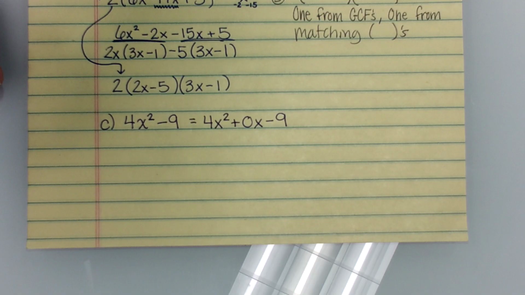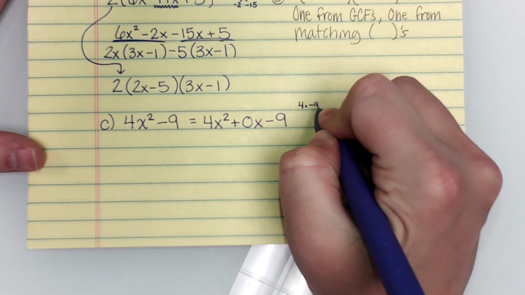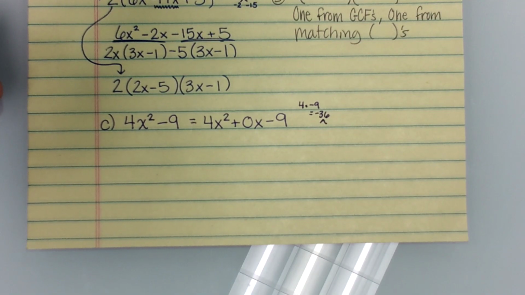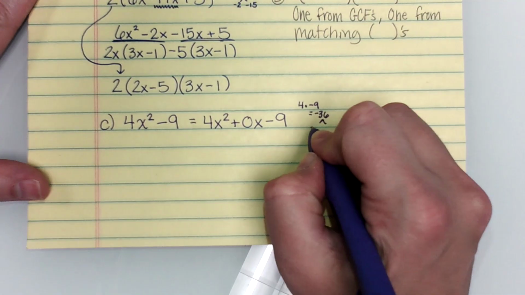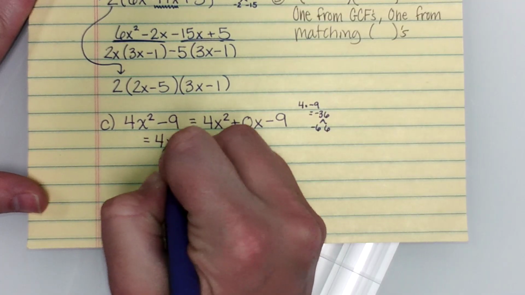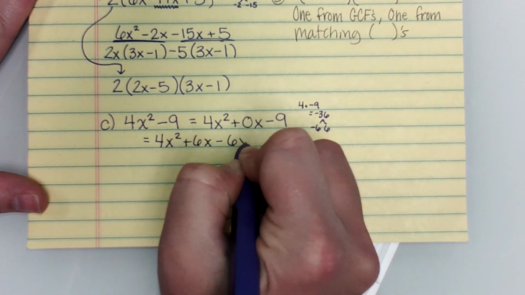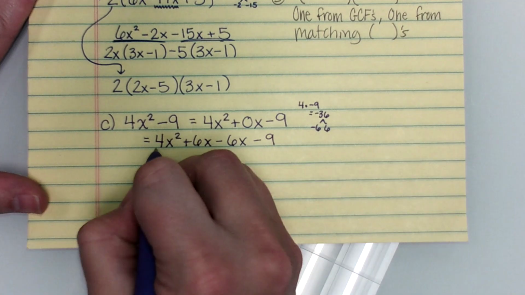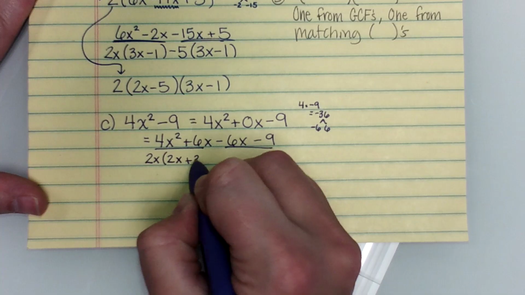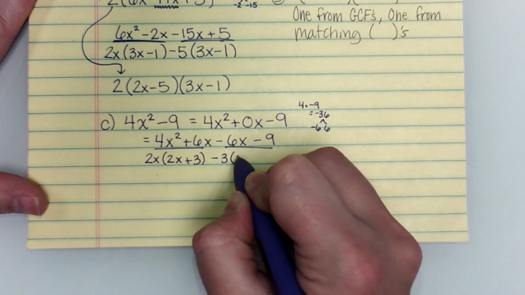Can I do that? Can I then do the AC method? A times c is 4 times negative 9, which is negative 36. And now I'm looking for 2 things that multiply to negative 36 but add to 0. Negative 6, positive 6. The only way that you get things that add to 0 is a positive and negative of the same thing. 4x squared plus 6x minus 6x minus 9. And then I've got my 2 halves. Now I'm just going to quickly go through this because this part, nothing is different.